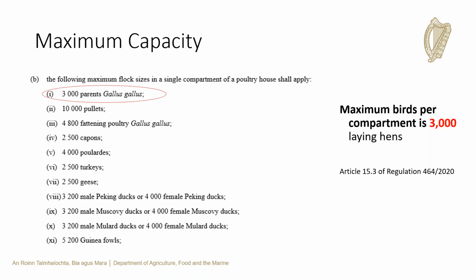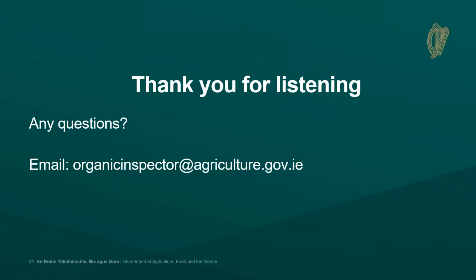The maximum capacity is set out in Article 15 of 464, and it is 3,000 laying hens per compartment. So that is the limiting factor, no matter what all the other calculations come to. So that is my presentation.